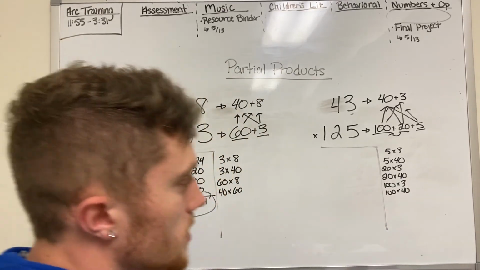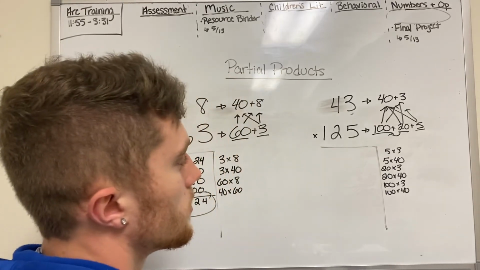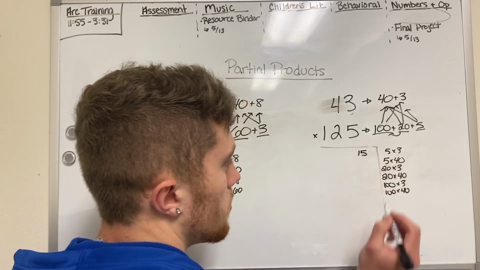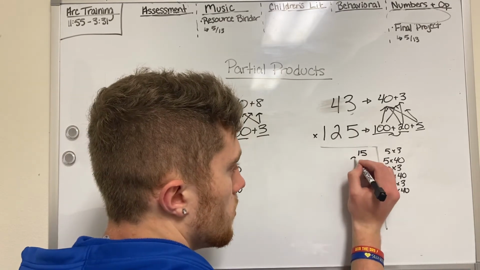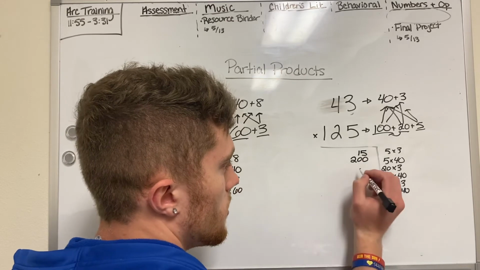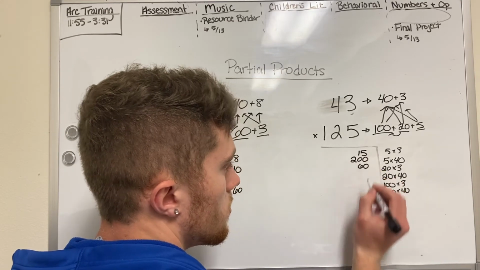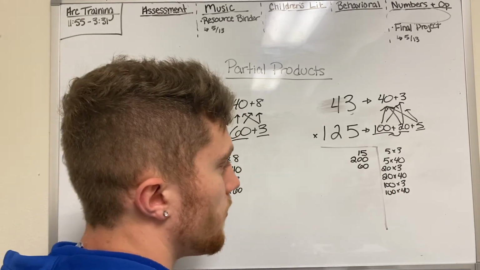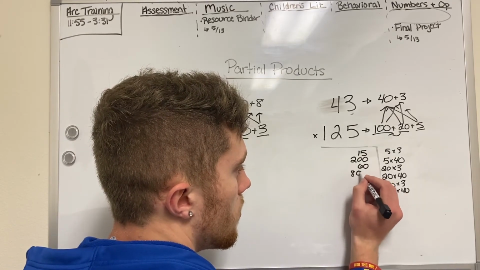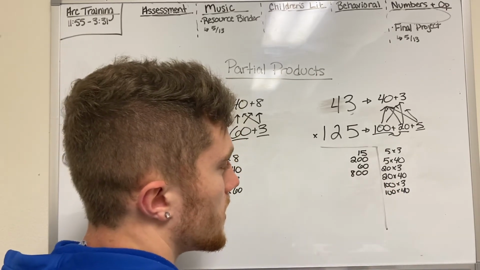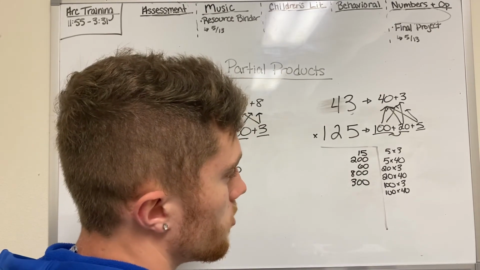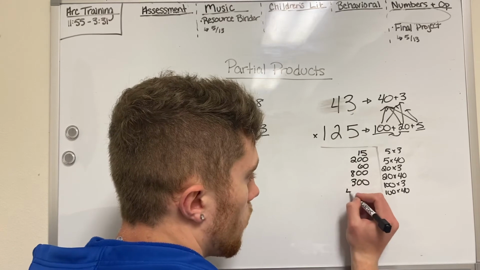Lastly, we add up these partial products to get our final product. 5 times 3 is 15. 5 times 40 is 200. 20 times 3 is 60. 20 times 40 is 800. 100 times 3 is 300. And 100 times 40 is 4,000.